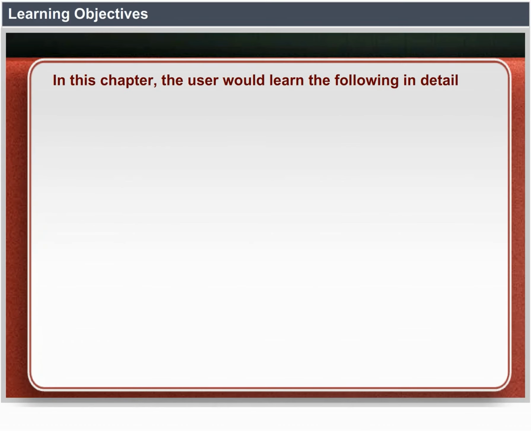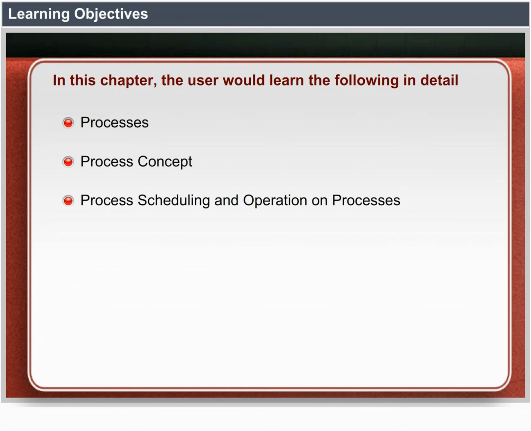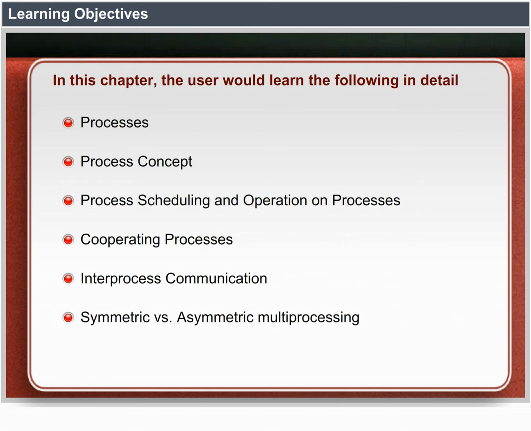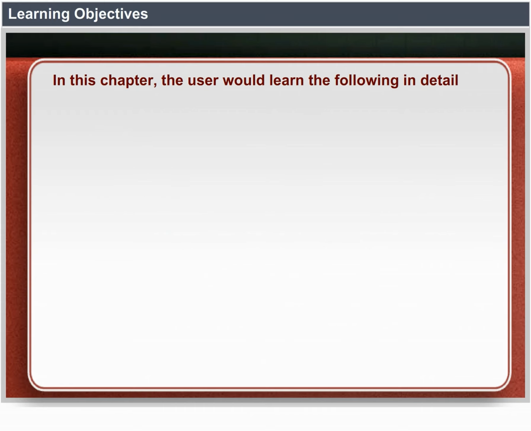Learning objectives. In this chapter, the user would learn the following in detail: processes, process concept, process scheduling and operation in processes, cooperating processes, inter-process communication, symmetric versus asymmetric multiprocessing, background process, CPU scheduling, process synchronization, deadlocks.